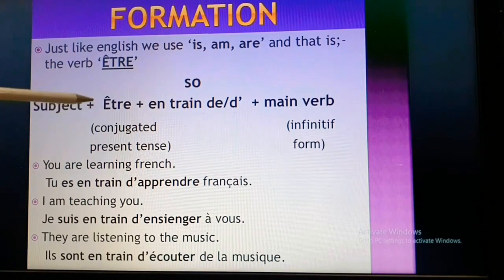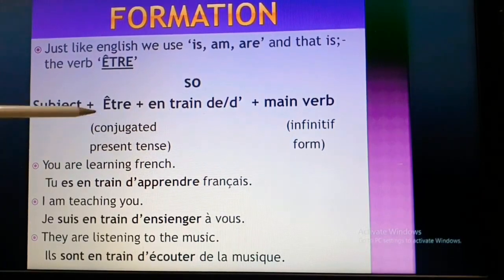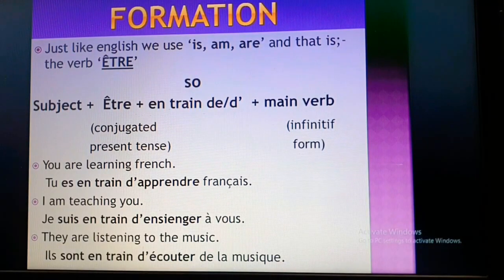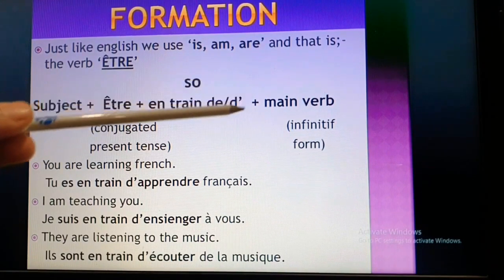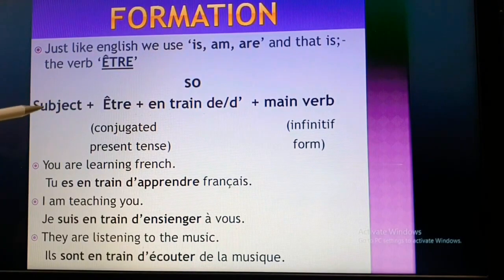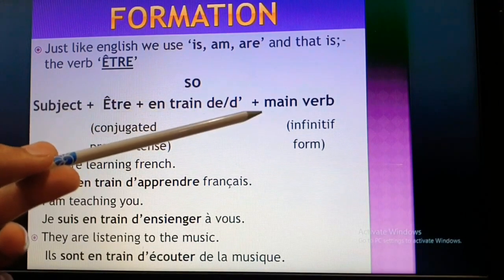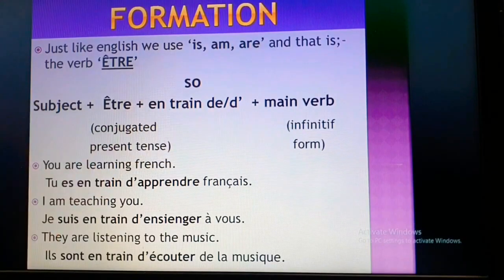Okay, so être will be conjugated in present tense, that is je suis, tu es, il, elle est, nous sommes, vous êtes, ils, elles sont. I hope you know your conjugations well. The être verb conjugated in present tense, plus the phrase en train de. So the formation says: first the subject will come, je, tu, il, elle, nous, vous, ils, elles. Then être: je suis, tu es, il est, nous sommes, vous êtes and ils sont. And then en train de plus the main verb. The main verb will be in infinitive form.